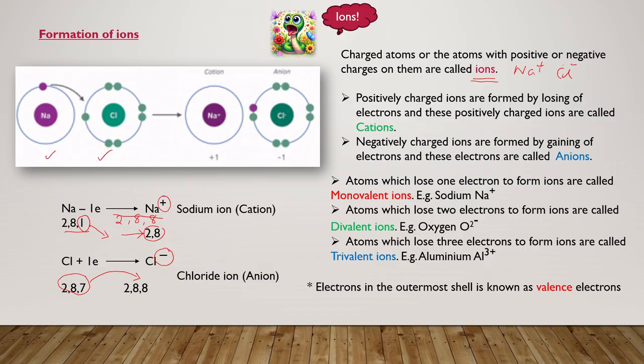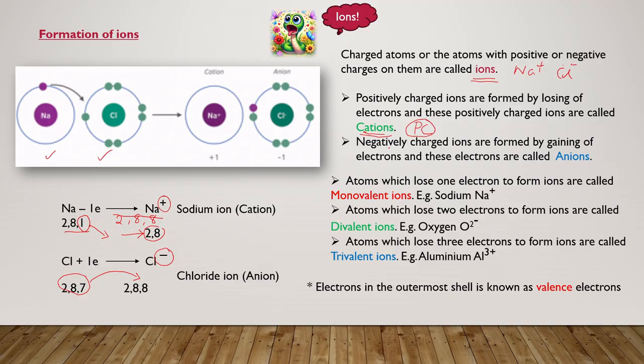You have to learn the names of these positively and negatively charged ions. Positively charged ions, which are formed by losing electrons, are known as cations. How can we remember the names? It is very easy. Positively charged cation, PC. We know personal computer. So in order to remember, use this tip: P stands for positive and C stands for cations. Positively charged ions are known as cations.